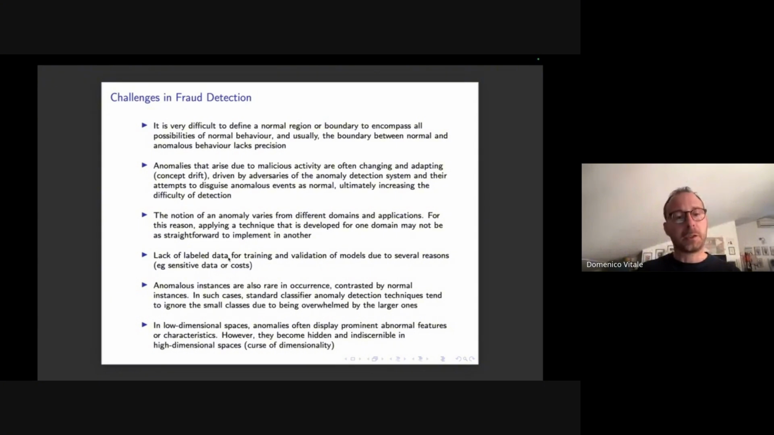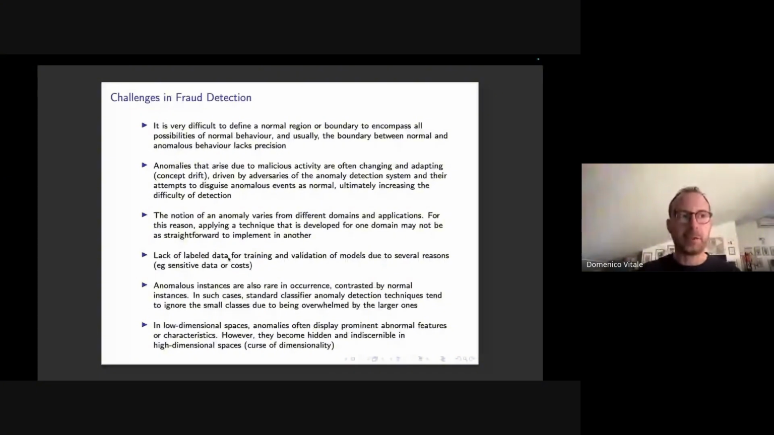Another challenge in fraud detection is represented by the lack of labeled data, which are useful for training and validation of models. For several reasons, for example because of the presence of sensitive data, or because of costs related to surveys, it is not always possible to have labeled data, that is, information about the presence or absence of fraud. Another challenge, which is more important, is related to the occurrence of events. In particular, anomalies are often rare in occurrence.